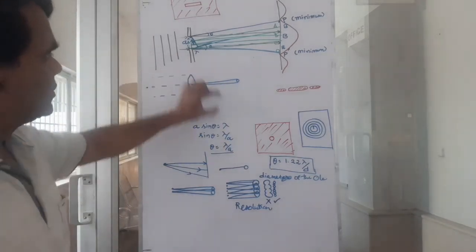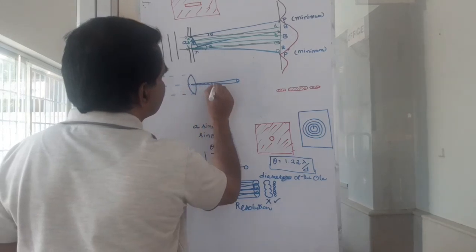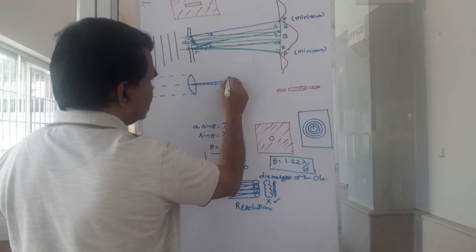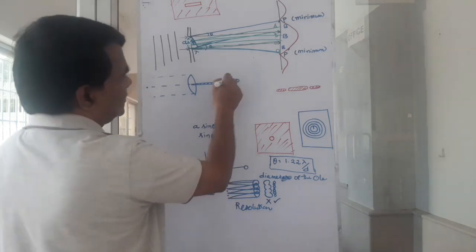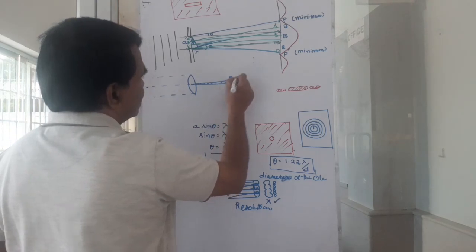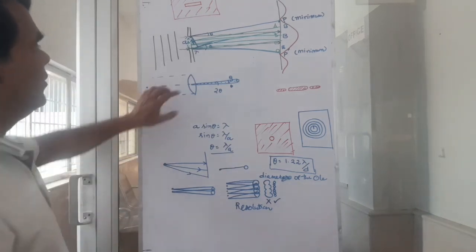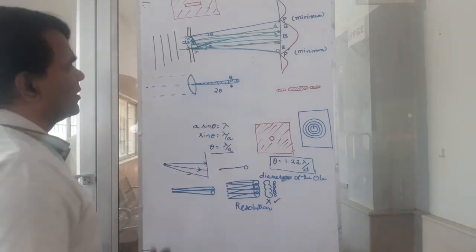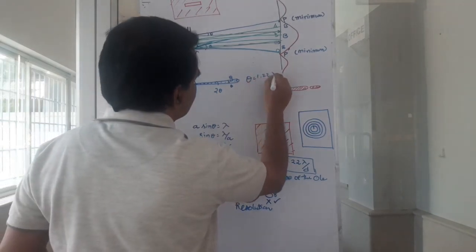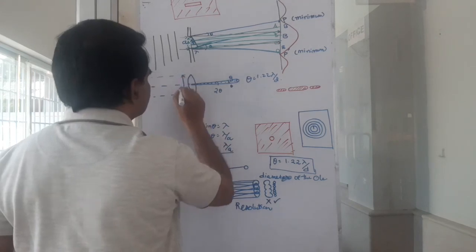Okay. So how do you control this? How do you control this? This will be my theta. Right? This is my theta. So the total will be 2 theta. So this will be theta again, so the total of this angle is 2 theta. But you know this, theta is 1.22 lambda by d. So theta is 1.22 lambda by d. And d, what's this?